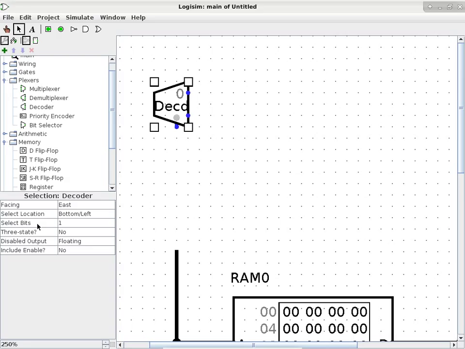So now we want to look at output 0 and output 1. When the select bit is 0, out 0 is a 1, and out 1 is a 0. When the select bit is a 1, it will do the other one. It will basically say, this is a 0, and this is 1. That's the behavior of a 1-bit decoder.